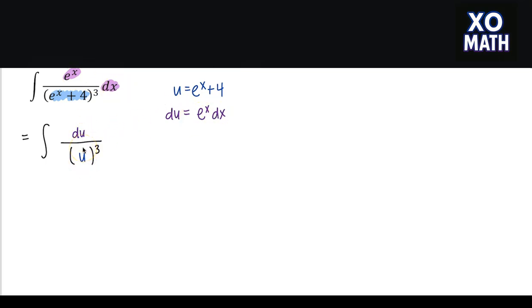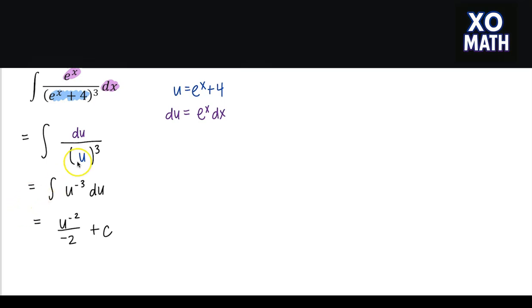So this is my new integral to find the antiderivative of. And so in order to find the antiderivative of this, we're going to rewrite this as u to the -3 du, so that we can apply the power rule for integrals. So we're going to rewrite this as u to the -2 over -2 plus c.